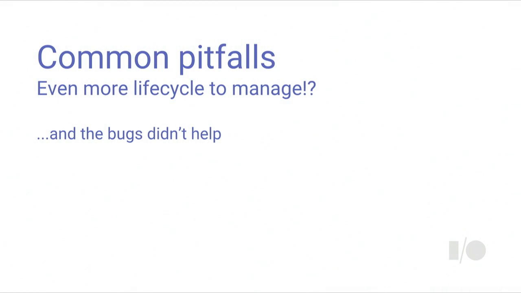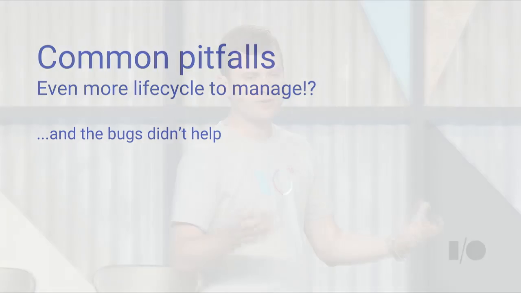So, of course, the idea of even more lifecycle to manage was really kind of the killer here, and the bugs really didn't help. This is really what killed a lot of people. Whenever I've talked to developers about what they would change about the Fragment API or what problems they have in using the Fragment API, a lot of times what happens is that you build up a Fragment transaction, you commit it, and then something works completely differently from how you expect.